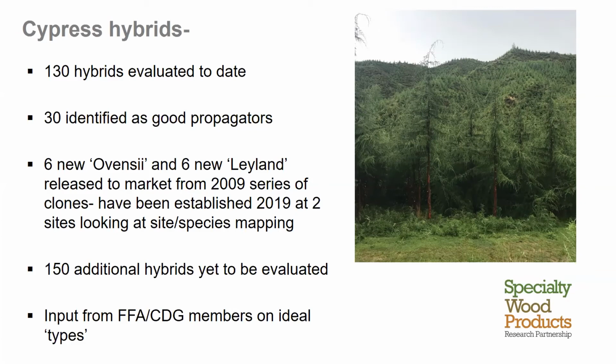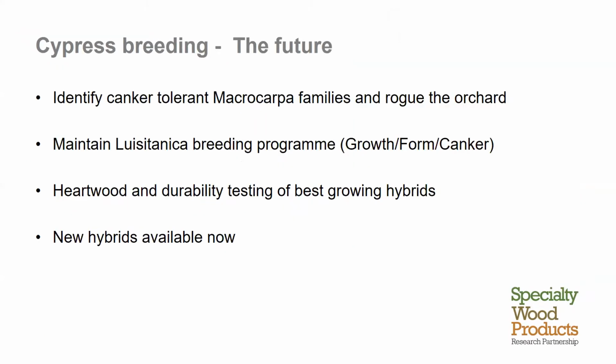So we have 8 sites in total planted now. We have 150 additional genotypes, hybrids, yet to be evaluated. And we are getting input from the Farm Forestry Association through their Cypress development group on what they think is ideal types. So the future of cypresses, we really want to identify canker tolerant macrocarpa and rogue the orchard.